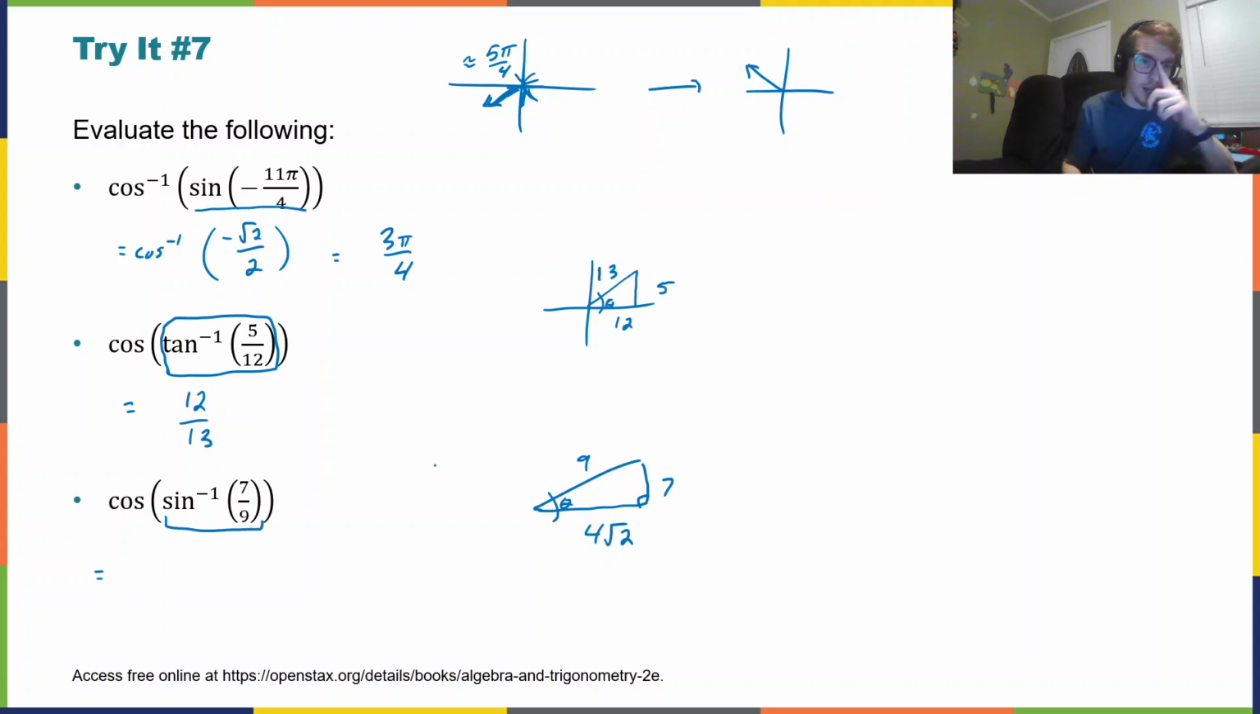Now I can use this triangle to find the cosine of this angle that I've created. I don't know what the value of it is, but I do have an angle located using these side values. So now I can find the cosine of that. That would be the adjacent over hypotenuse. That would be 4 radical 2 over 9.